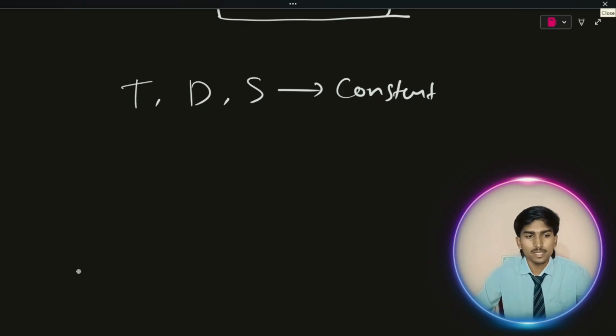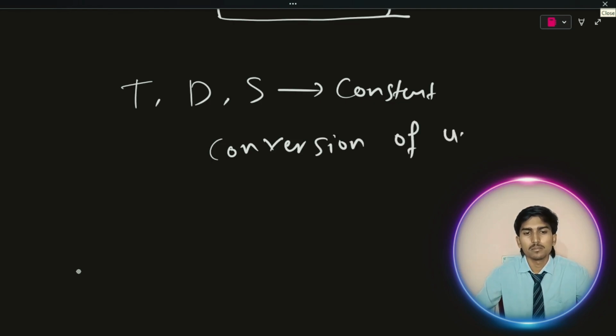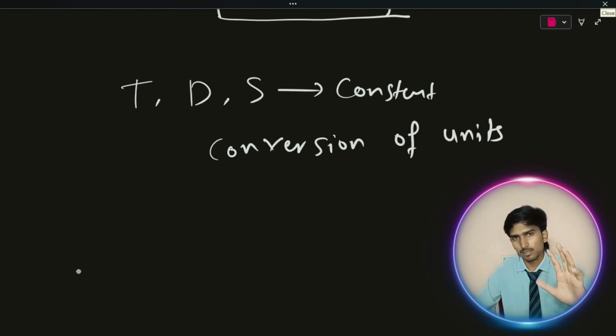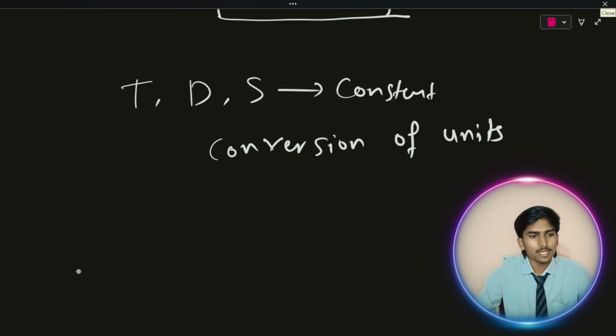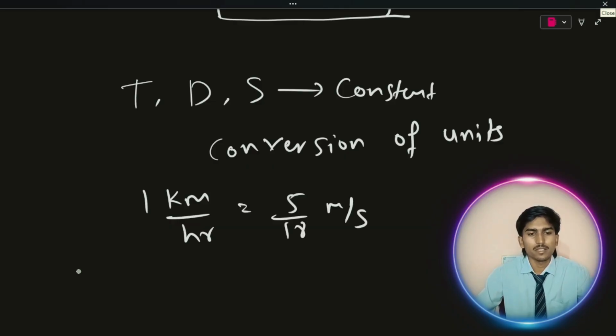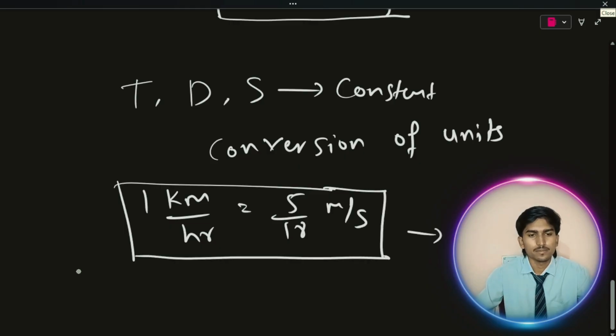And the very second most important thing is conversion of units. My handwriting is not that good, but you can understand. For example, that is what I told right now: 1 kilometer per hour is equal to 5 by 18 meter per second. Remember this always. These two are very important. Now we go and solve some problems, and we'll get some idea.